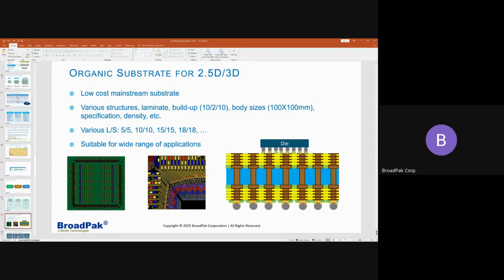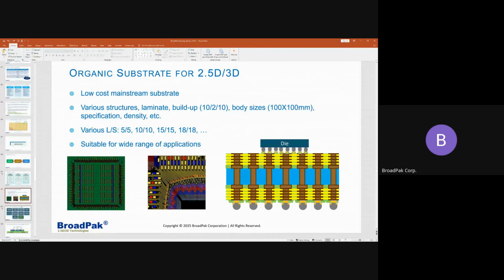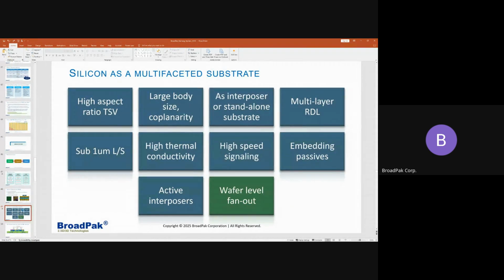be in a very small area within the die shadow area to be able to escape that, and all the way to 18, 25, 35, or etc. And this is suitable for a wide range of applications. Yet the silicon is a multifaceted substrate. It's got high aspect ratio TSV, the through silicon vias. You can go to large body size. It's got better coplanarity.